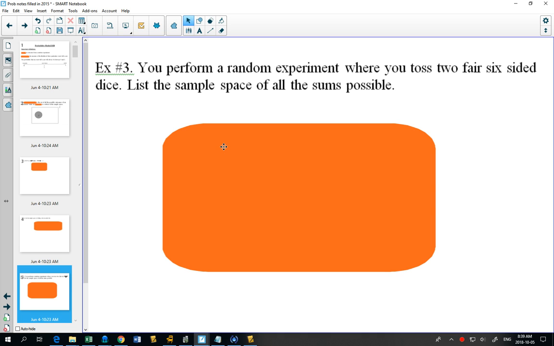Ooh, now you do 2 6-sided dice. How many different sums are possible?